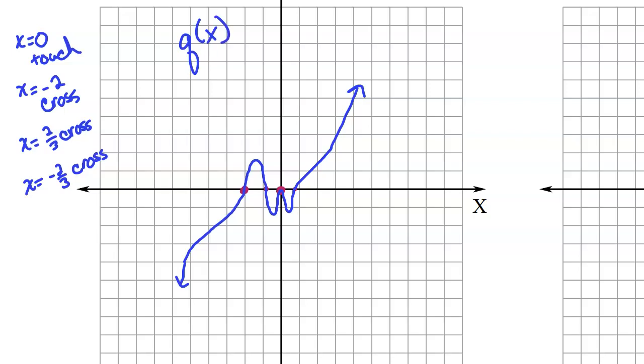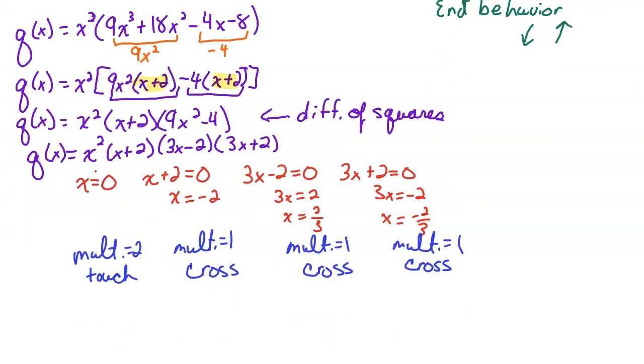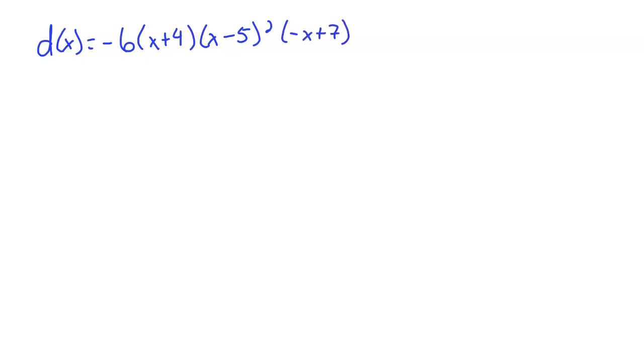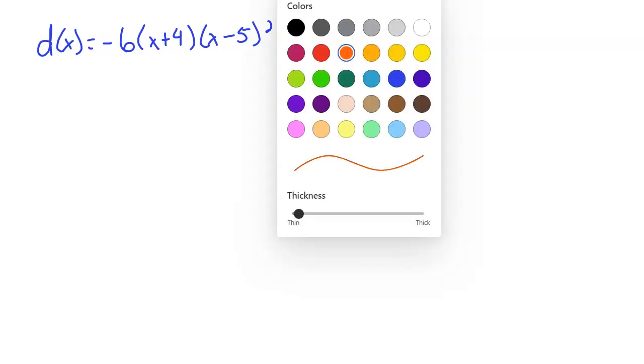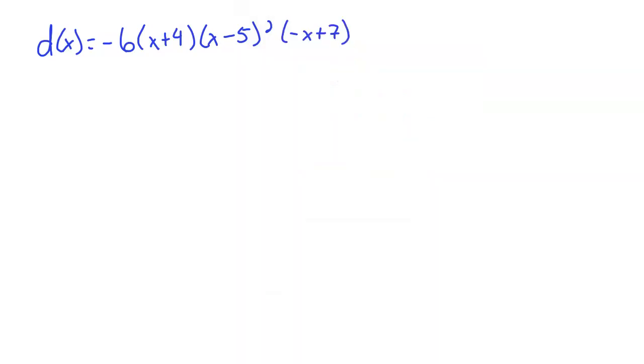Now I'm going to graph one more, and this one's going to already be in that factored format. This is going to be d of x is equal to a negative 6 x plus 4 times an x minus 5 squared times a negative x plus 7. So we're going to look for the leading coefficient, the degree, our end behaviors.